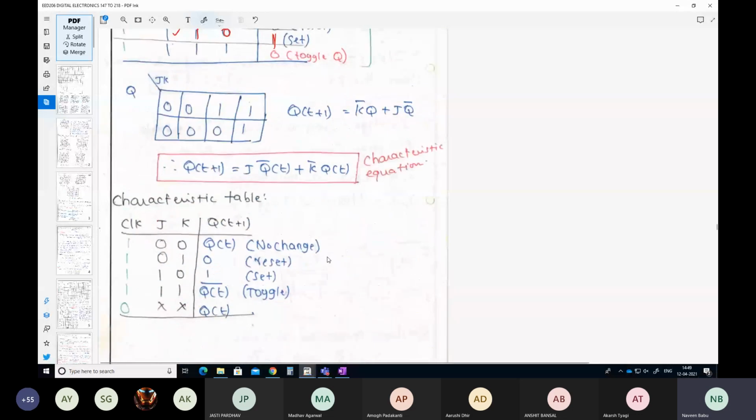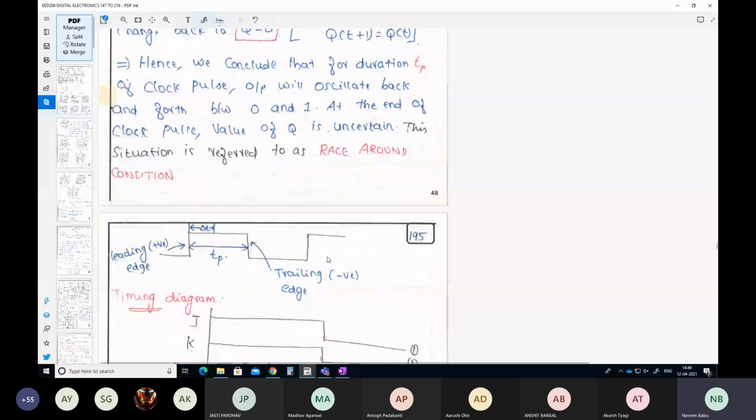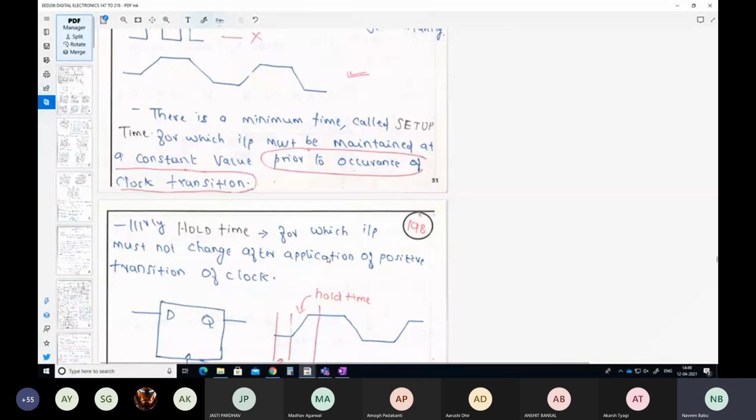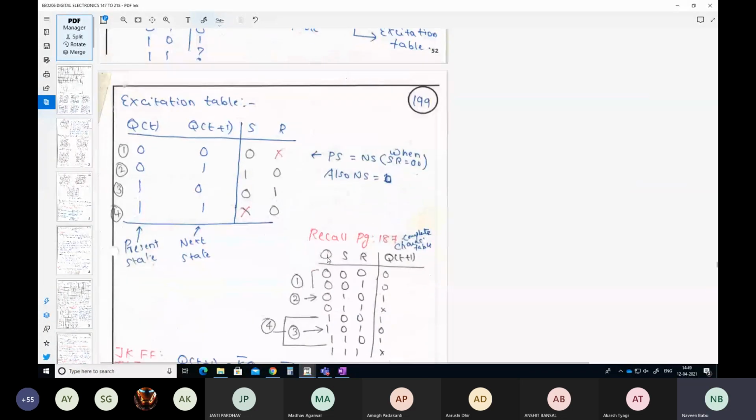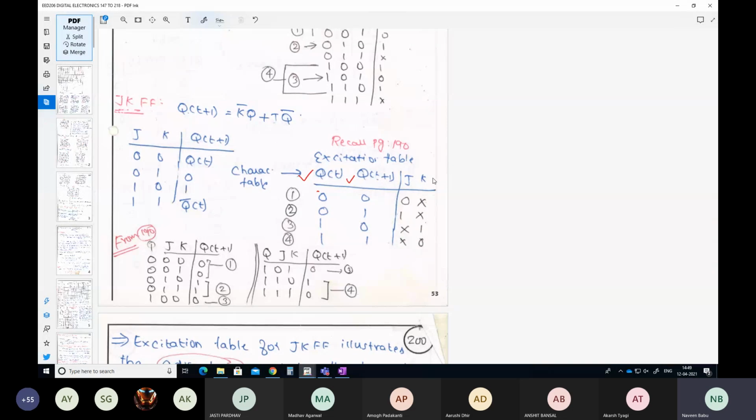Where is that? We have done it somewhere. Yes. What is that particular table called? The table is called an excitation table. So in the excitation table, we have our present state and our next state. We can get our JK input. So that is why, if you remember when we were discussing this, I asked you to remember this. So now we have present state and next state. We can fill up what our J and K inputs are.